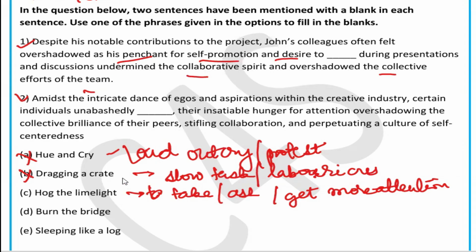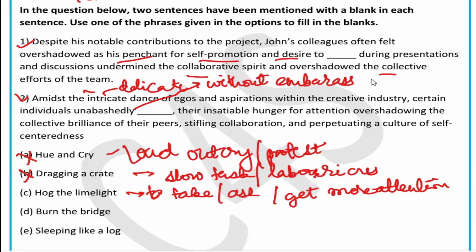Now, before selecting this, what you have to do is read the other sentence to see whether this idiom will fall in this zone also. So let's read it. Amidst the intricate dance of egos and aspirations within the creative industry. Amidst, meaning in between. Intricate is delicate. Okay, delicate dance of egos and aspirations within the creative industry. Certain individuals unabashedly, you can say it means without embarrassment or shame, or without guilt. There's insatiable hunger.